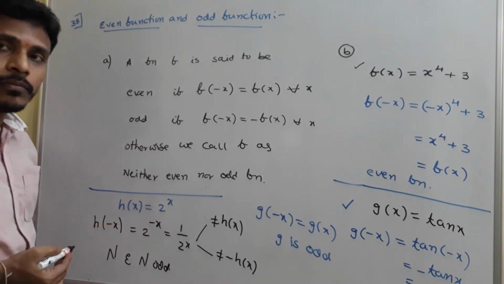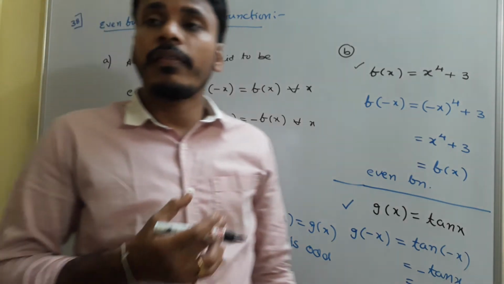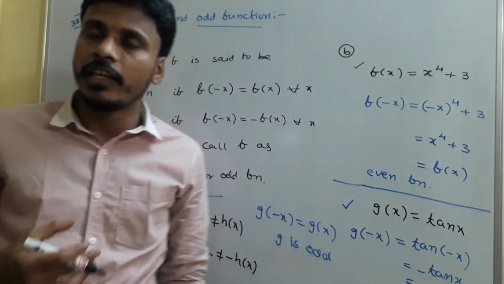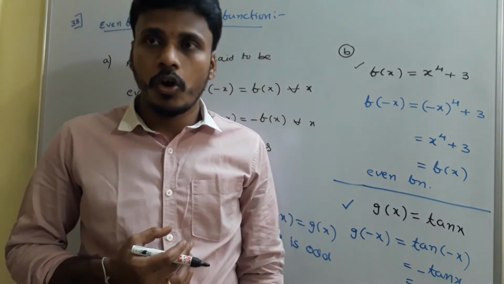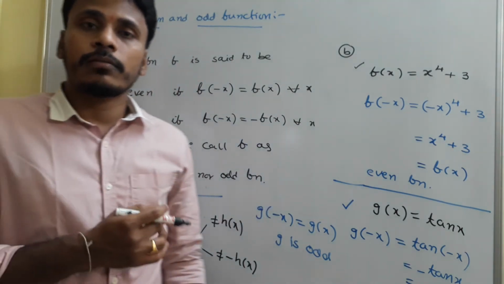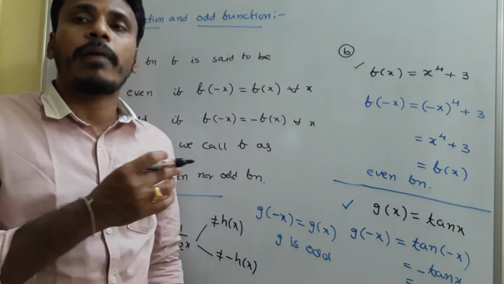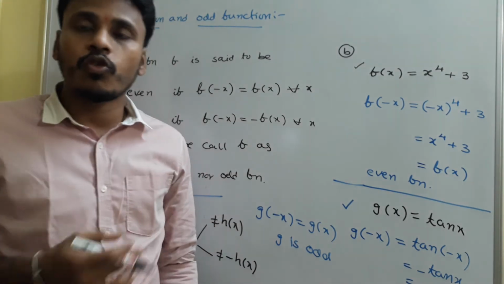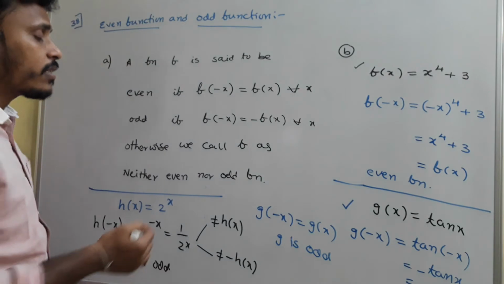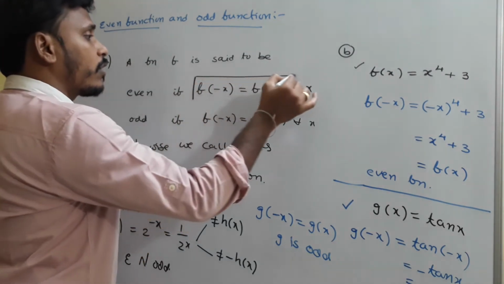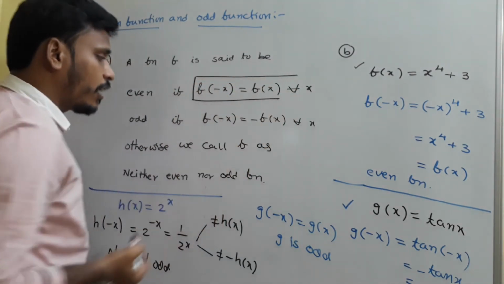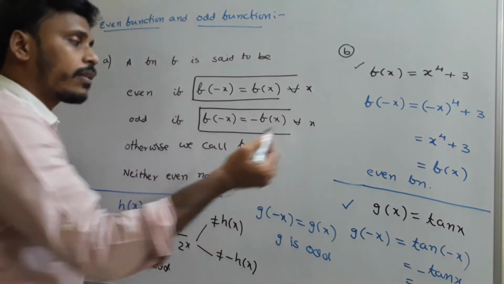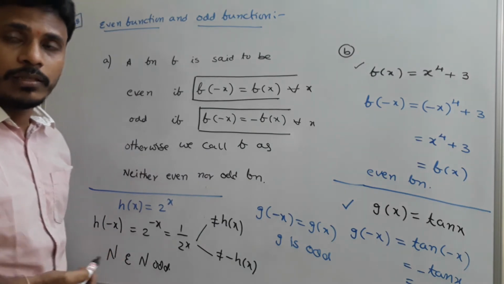So just have a look. If you have a function, then we can check whether it is even, odd, or neither even nor odd. So how to check? You replace x with minus x. You replace the variable of the function with the minus of that variable. If your result is f of minus x equals f of x, we say it is even. Whereas if f of minus x equals minus f of x, that f is called odd. Very simple.